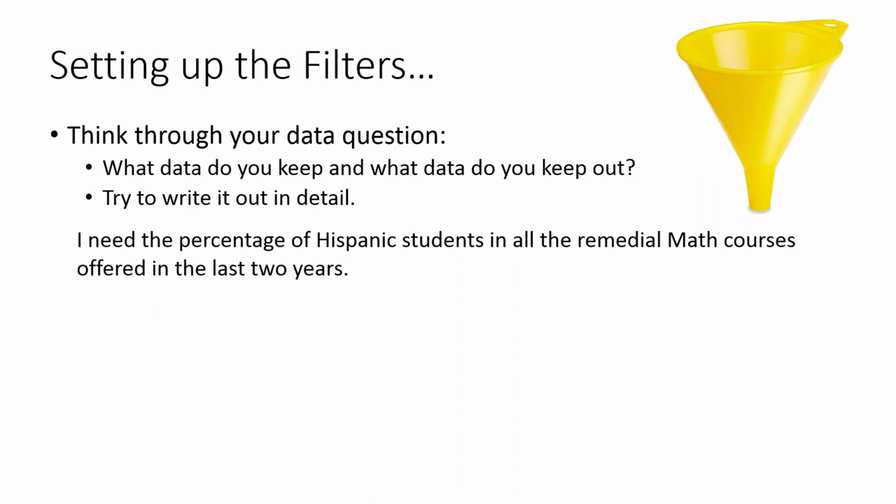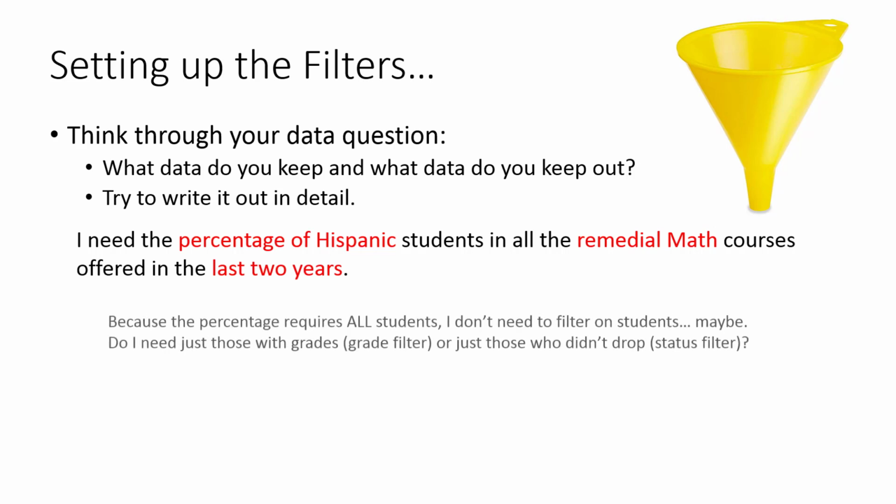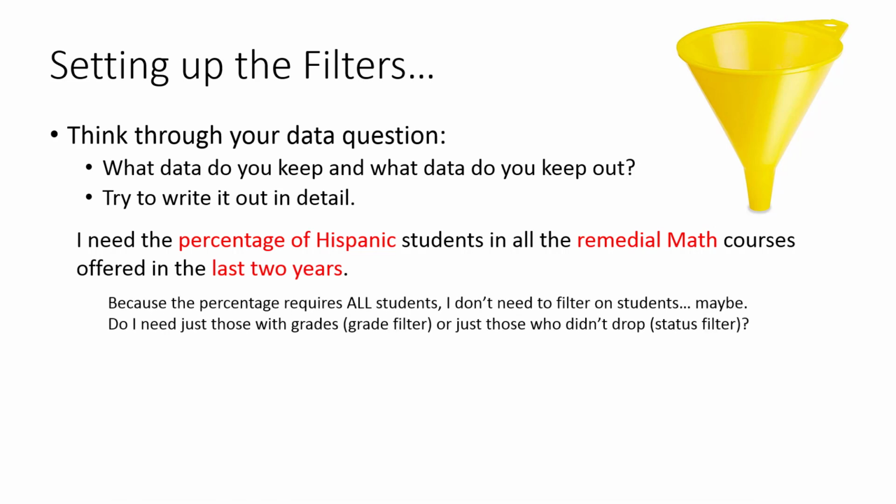Here you see a typical question asked of a query writer. It seems fairly straightforward to the person who wrote it, but when the query writer examines it, some key issues arise. We need to focus on students, ethnic data, and enrollment data in the particular math courses over a given amount of time. And specifically, the writer needs to address the following, often with the aid of the client. Because the percentage requires all students, I don't need to filter on students. Maybe. Do I need just those with grades? Grade filter. Or just those who didn't drop?